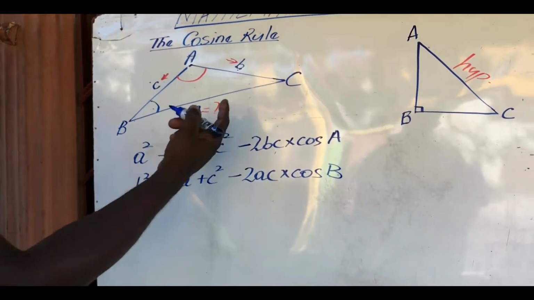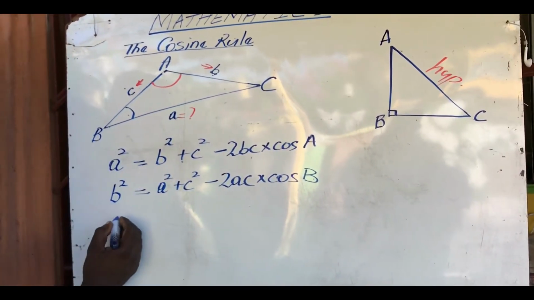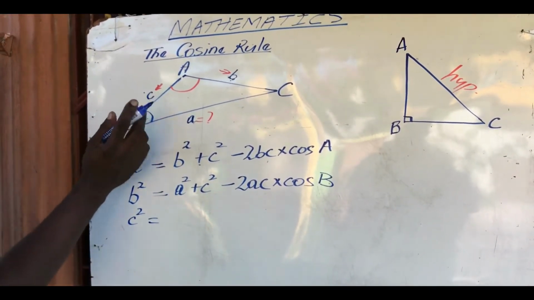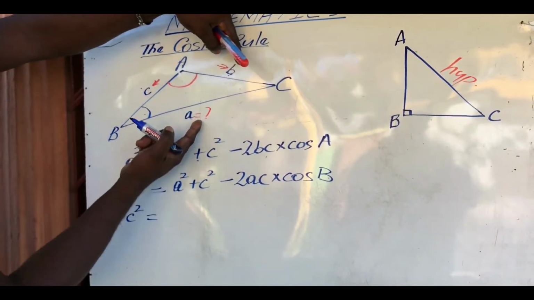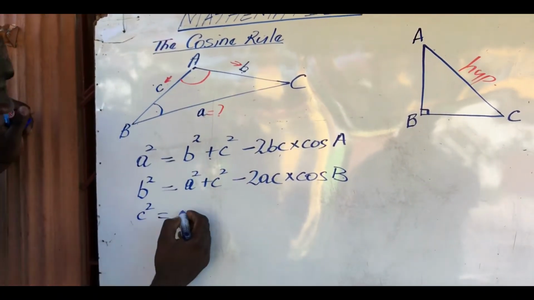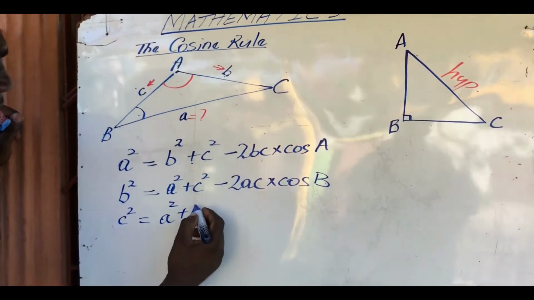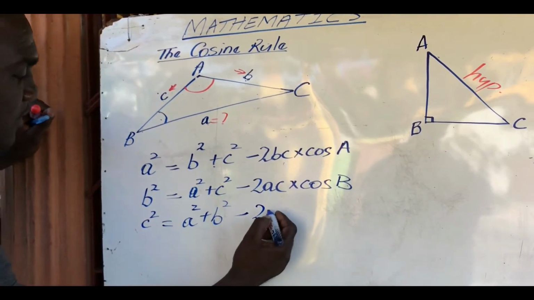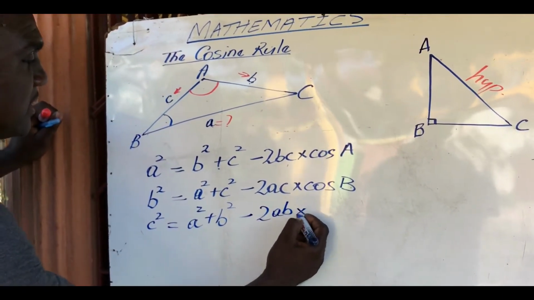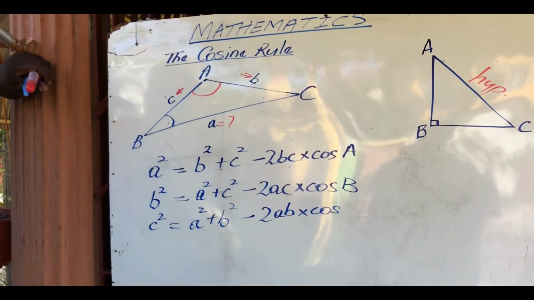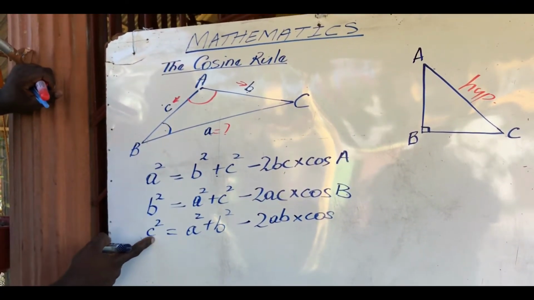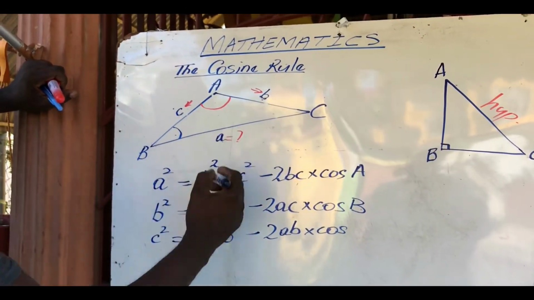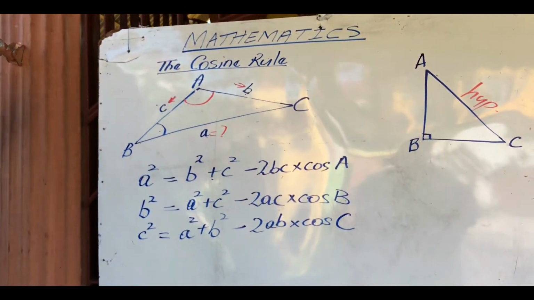If we go further, if we want to find side C, then C squared equals, because we have to know the two other sides, A squared plus B squared minus 2 times the product of these two sides, which are A and B, times the cosine of the angle that is opposite to the side. The angle opposite to side C here is angle C, so times the cosine of angle C.